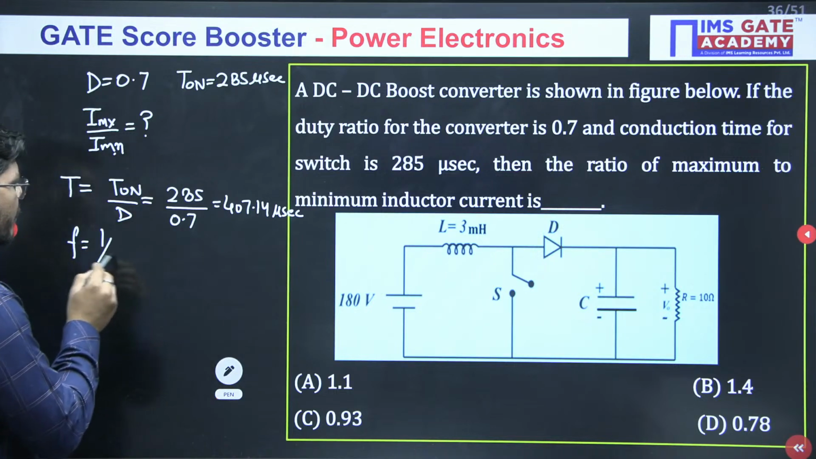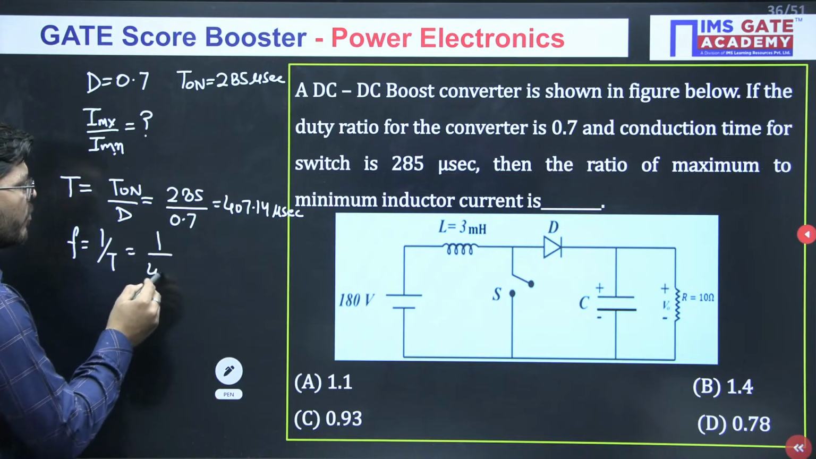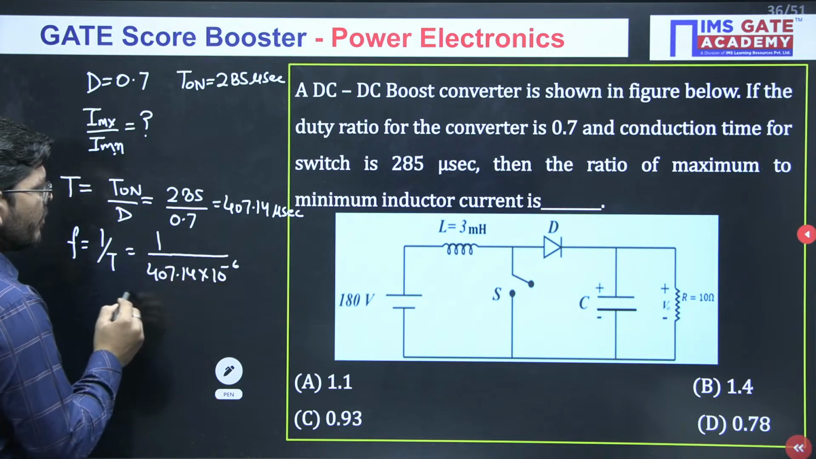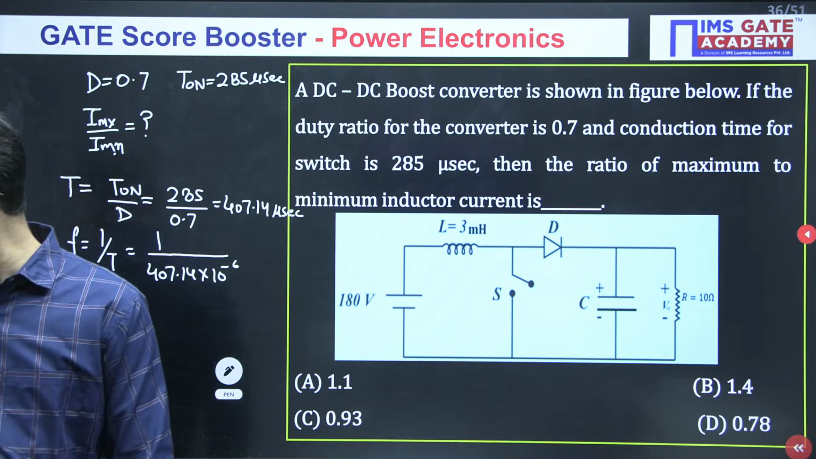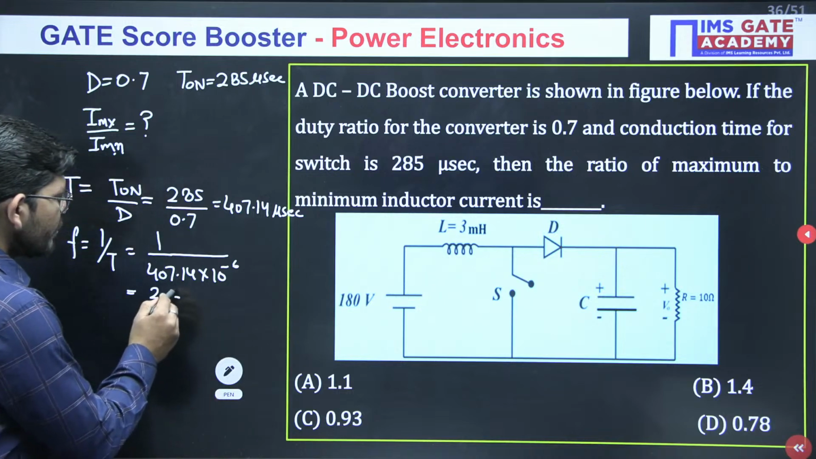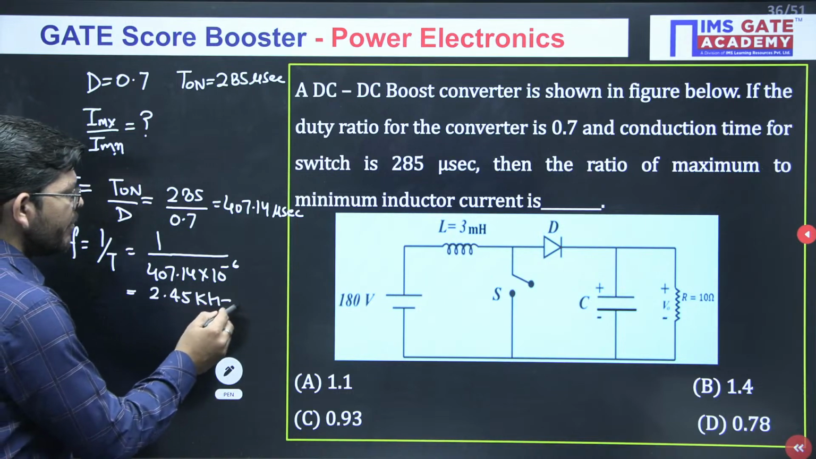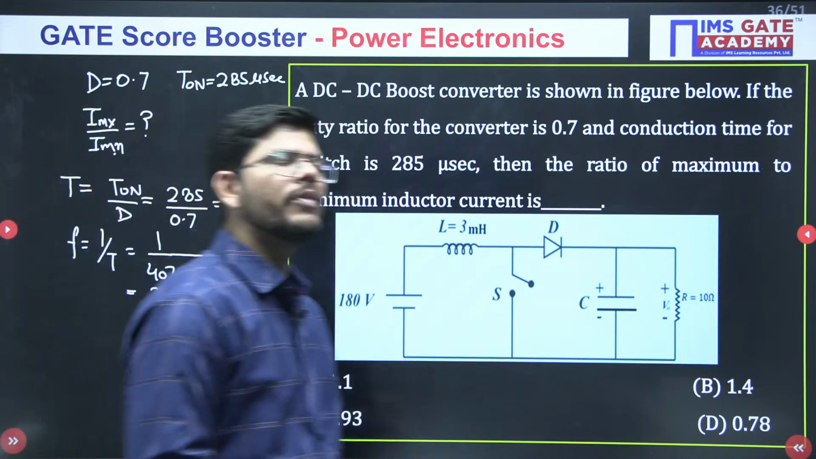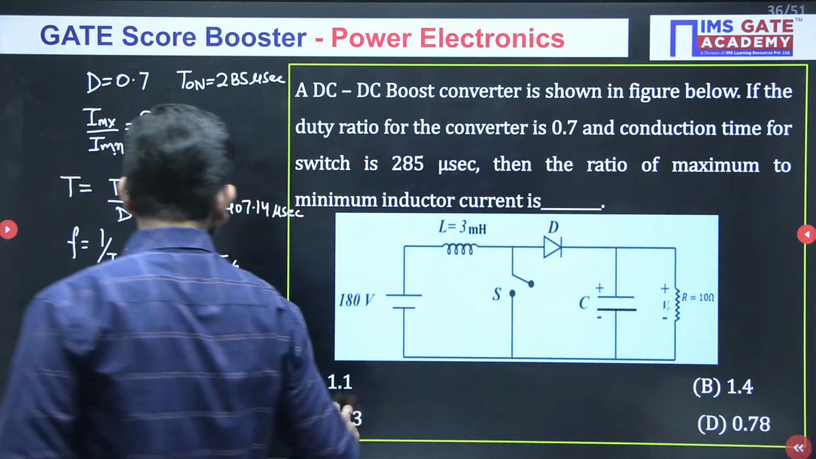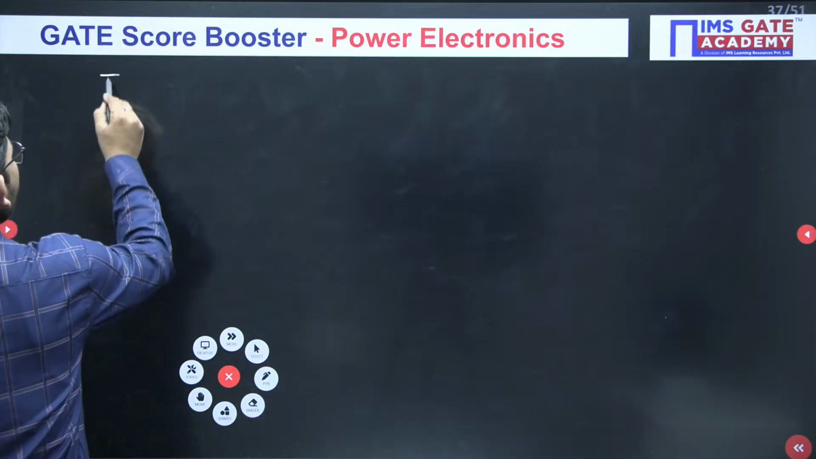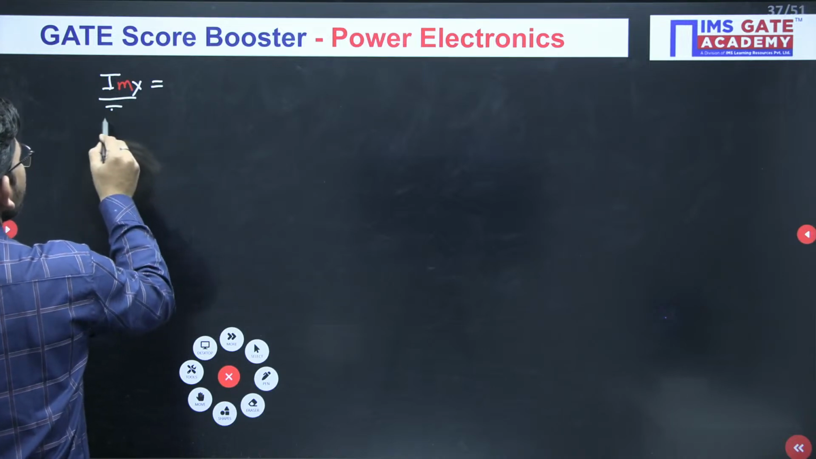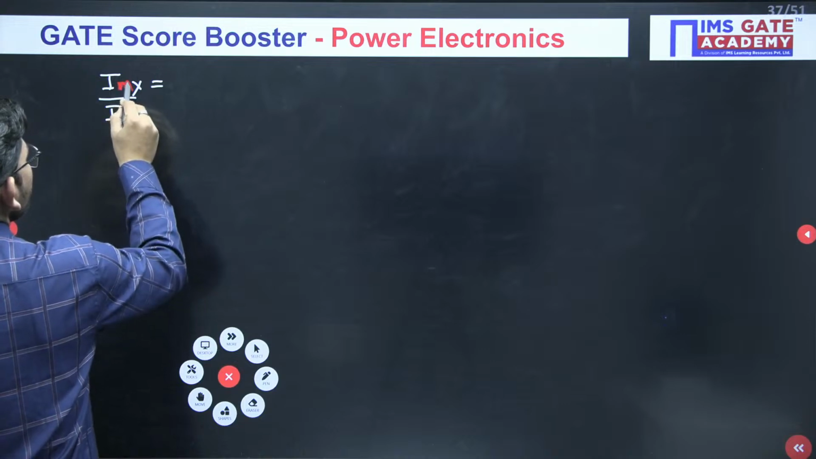Immediately calculate the value of F. So F will be 1 by T. 1 by 407.14 microsecond. Now when you will put this value, you will get the value of F, and that F value will be 2.45 kilohertz. So you can calculate immediately these two things. Okay. Now we require the value of Imax and Imin. For that, what formulas we have to use? Just see. Imax upon Imin. Okay. This is what we have to calculate.